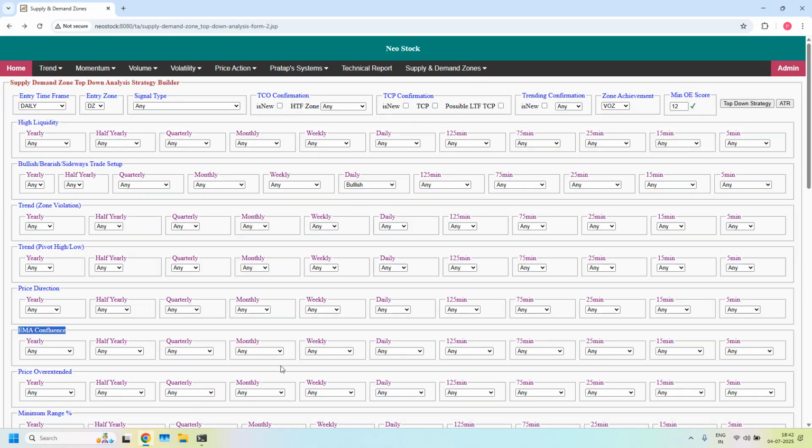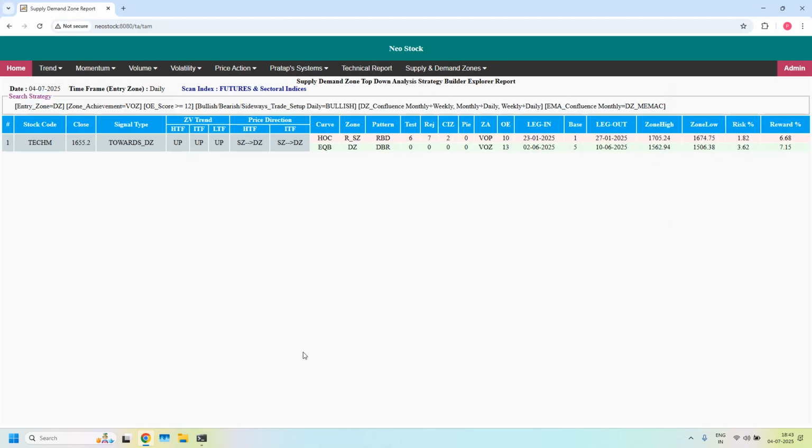So EMA confluence at monthly. Why monthly? Because daily together with weekly are overlapped inside the monthly. So that is the reason why we are checking whether the monthly demand zone has monthly EMA or not. Anyway, all the filtered stocks have an uptrend on the monthly. So we can filter the stocks.